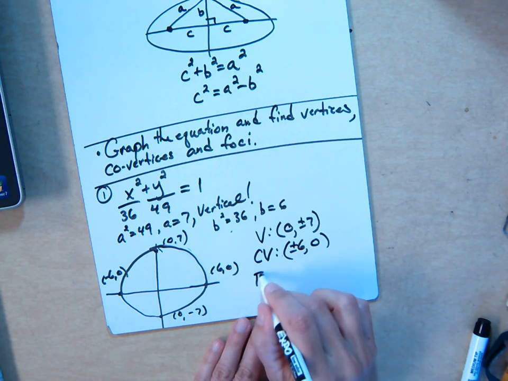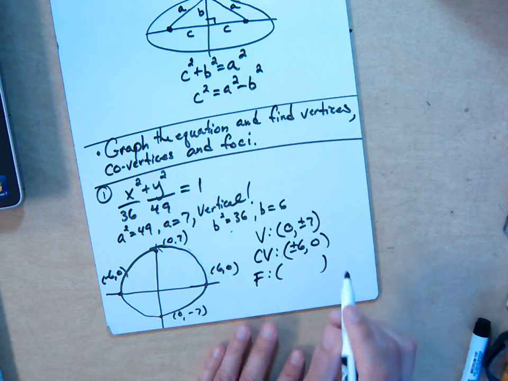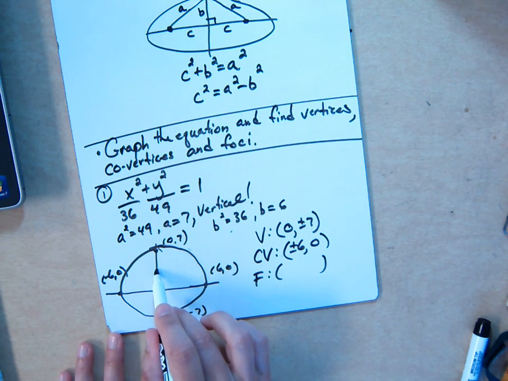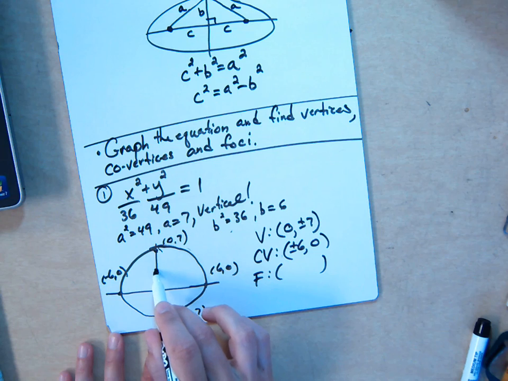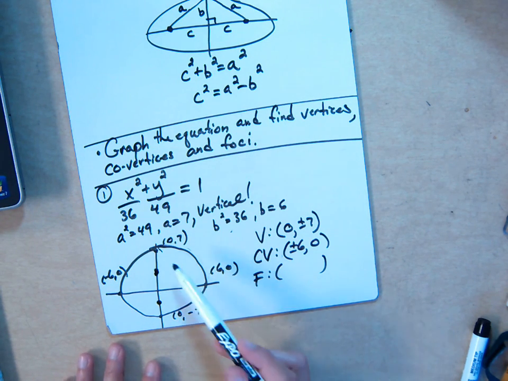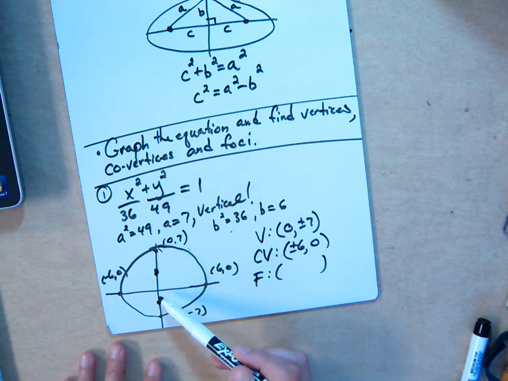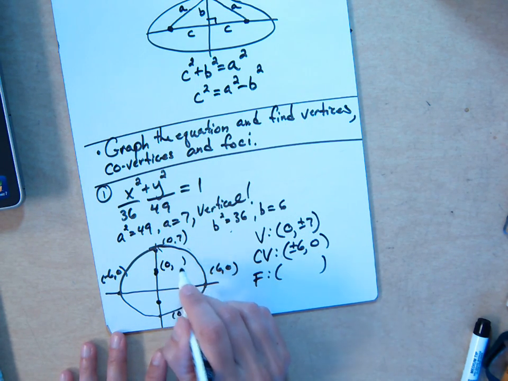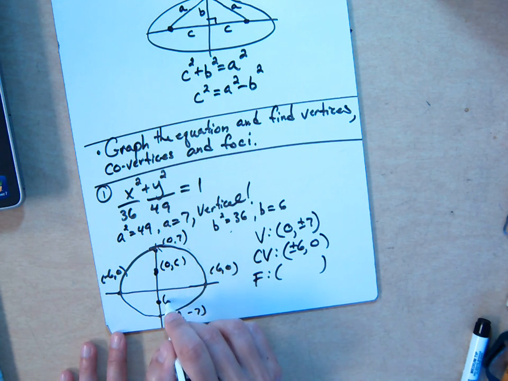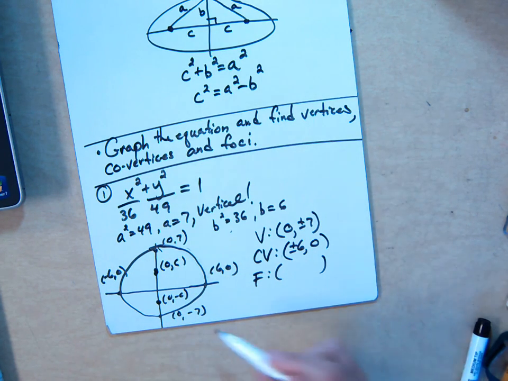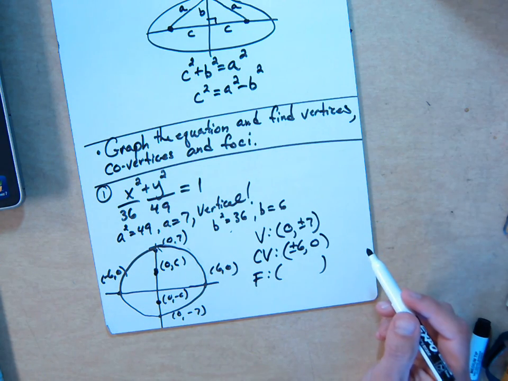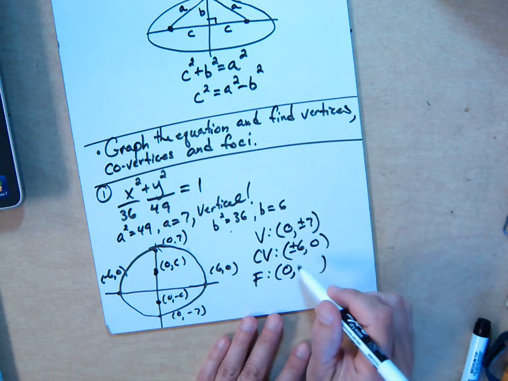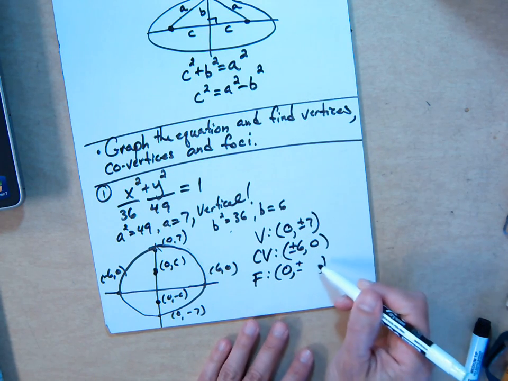And then the focus points. Well, you know the focus points are always along the major axis, and they're actually closer to the center. The more it is like a circle, you'll notice the closer they are to the center. So this is going to be 0 comma something. It's going to be 0, c, and this is going to be 0, negative c. So we need to use our formula though to figure out what it is. We know it's 0 comma something because it's along the major axis, and it's plus or minus c, but we got to find c.